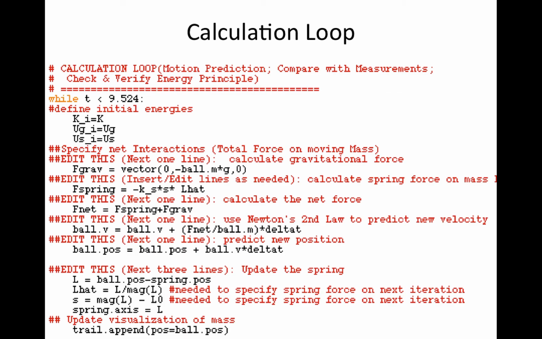In the calculation loop, I made t less than 9.524 seconds because that was my final time. I defined the initial energies and equations to calculate the spring, gravity, and net force. Newton's second law is also defined to predict the new velocity and position.